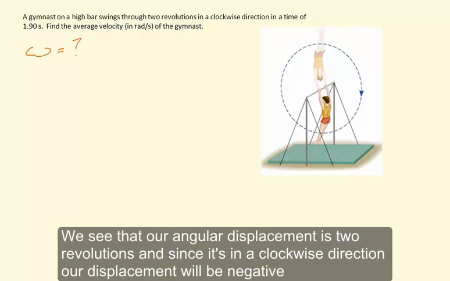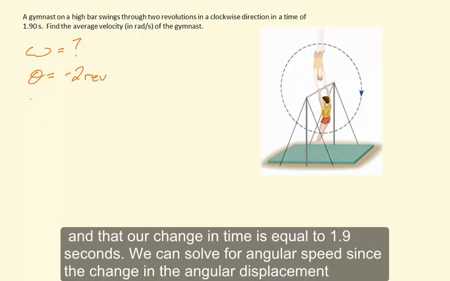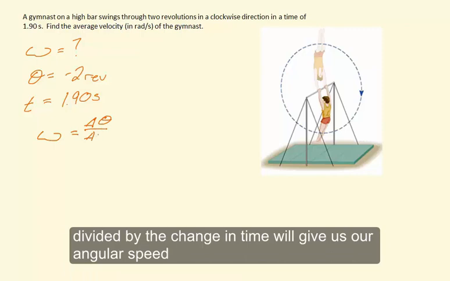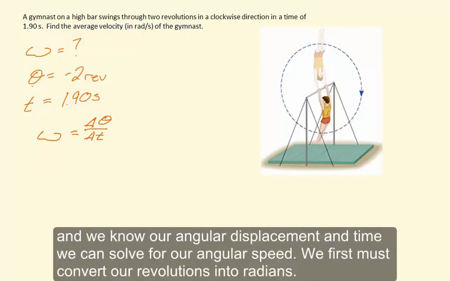We see that our angular displacement is 2 revolutions, and since it's in a clockwise direction, our displacement will be negative, and that our change in time is equal to 1.9 seconds. We can solve for angular speed since the change in the angular displacement divided by the change in time will give us our angular speed. And we know our angular displacement and time, so we can solve for our angular speed.